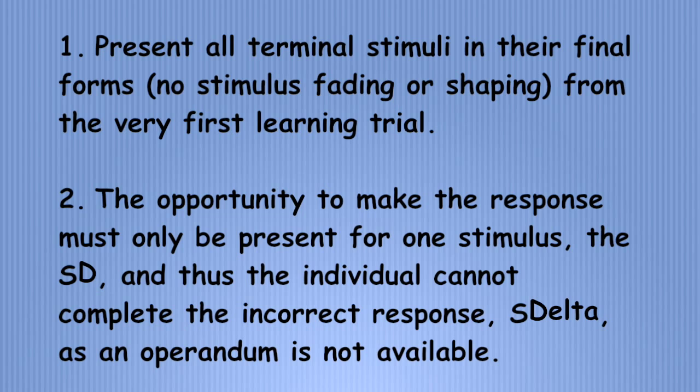With response prevention, you first present all the terminal stimuli in their final forms from the very first learning trial. The opportunity to make the response must only be present for one stimulus, the SD, and thus the individual cannot complete the incorrect response, the S delta, as the operandum is not available. An instructor may also block the incorrect response before the learner completes the response.